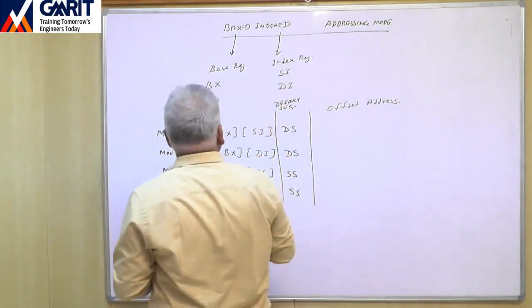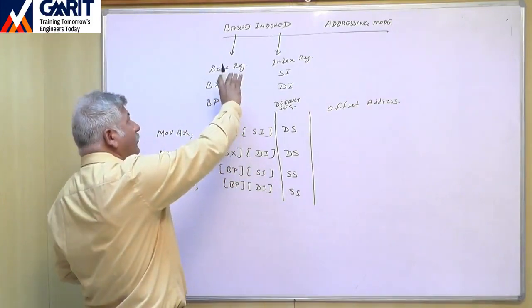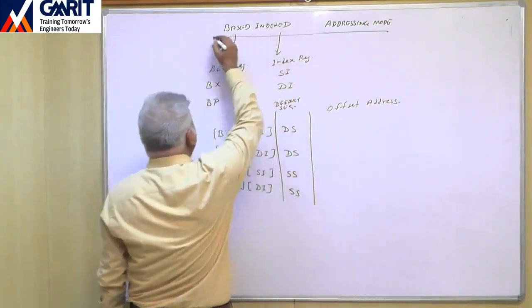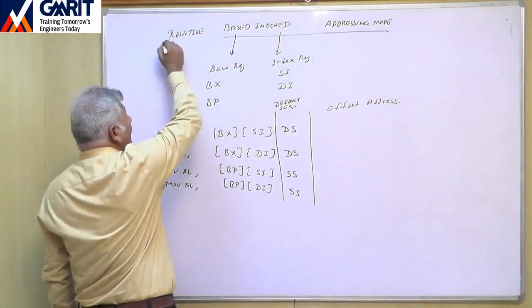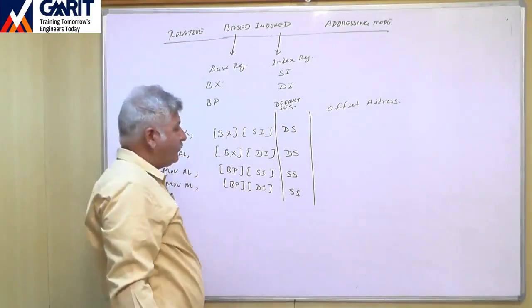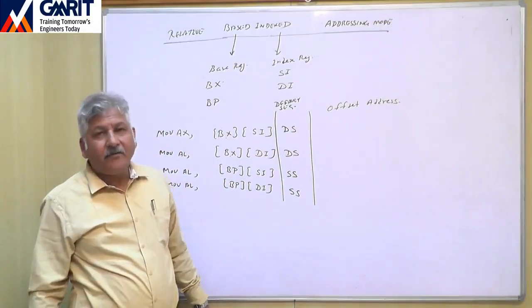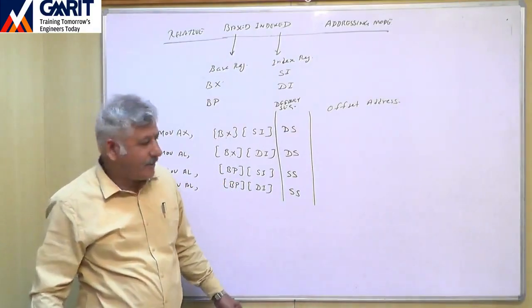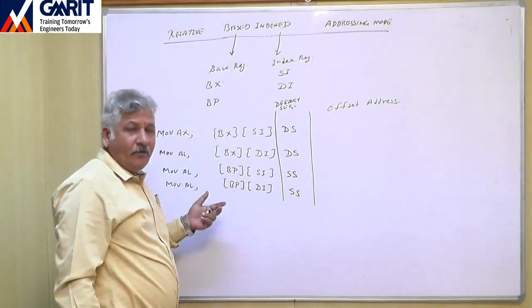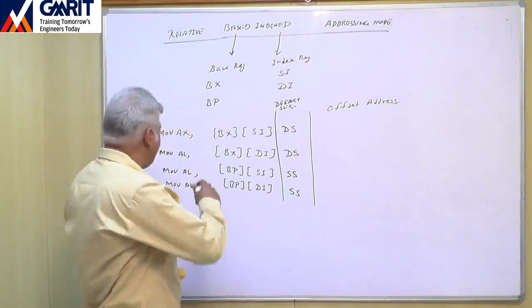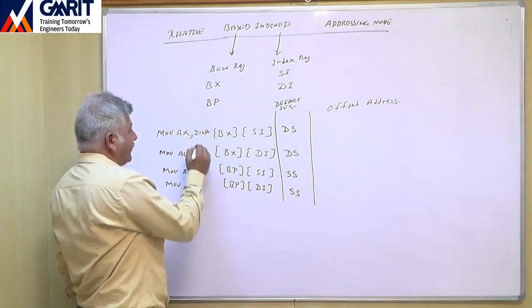Now after the based indexed addressing mode, there is another addressing mode, that is relative based indexed addressing mode. Just previously we have seen the relative register indirect addressing mode. Exactly in the same way, in this addressing mode we can use a displacement value. That displacement value can be 8-bit or 16-bit. So here we have to use a displacement value.